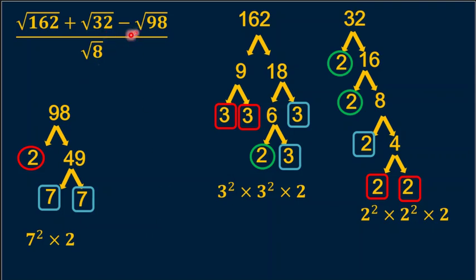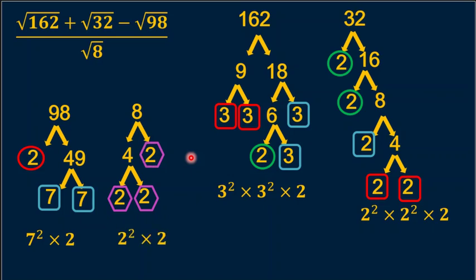Good. Lastly, we focus on the 8. And the 8 is 4 times 2. We have our prime number here. 4 is 2 times 2. You realize you have 2, 2, 2. We can represent these two as 2 to the power 2, and this will remain. So 8 now becomes 2 to the power 2 times 2.